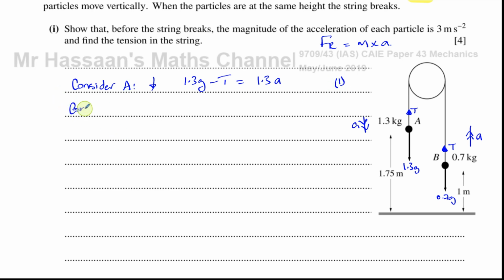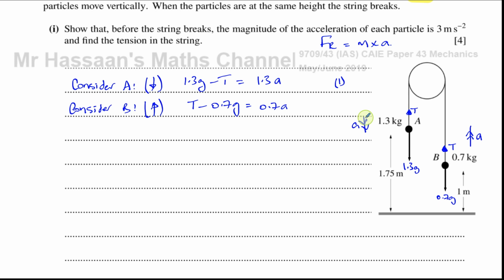Now, if we consider B, it's a very similar situation, except this time it's moving up, so I'm going to take up as positive. For A I'm taking down as positive, for B I'm taking up as positive, because B is moving upwards. So the resultant force, taking up as positive, has T positive and 0.7 g negative. So you have T minus 0.7 g is equal to the mass, which is 0.7, times a. Don't put 0.7 g for the mass times acceleration. We just want the mass times acceleration. This is the weight.